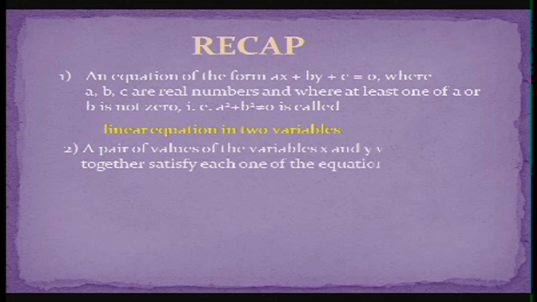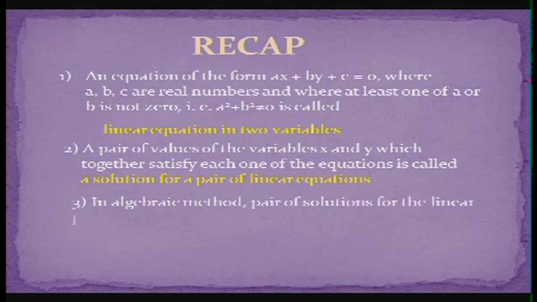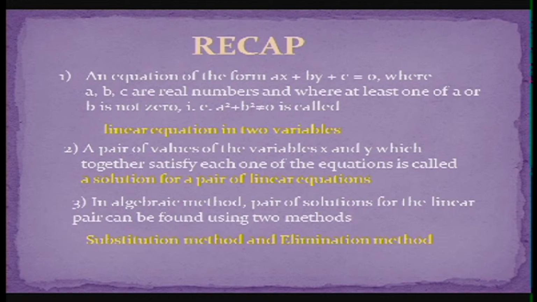A pair of values of the variables x and y which together satisfy each one of the equations is called a solution for a pair of linear equations. In algebraic method, pair of solutions for the linear pair can be found using 2 methods, that is substitution method and elimination method.